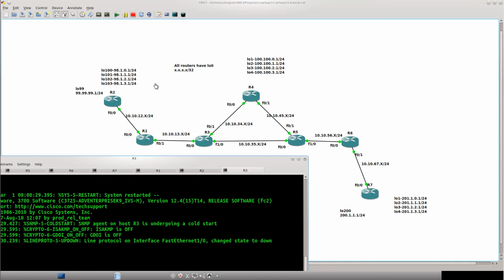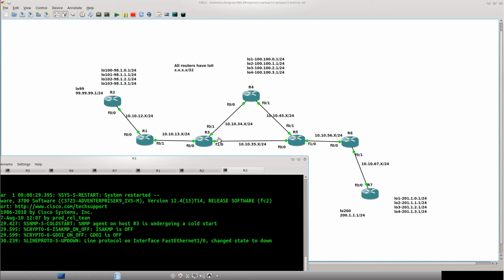Okay, so today is beginner OSPF part 3 of 4. That means we've got today and then next week left. It's going to be multi-area OSPF. In the first two meetings we did single area OSPF, so today we'll do multi. We've got 7 routers in our topology.